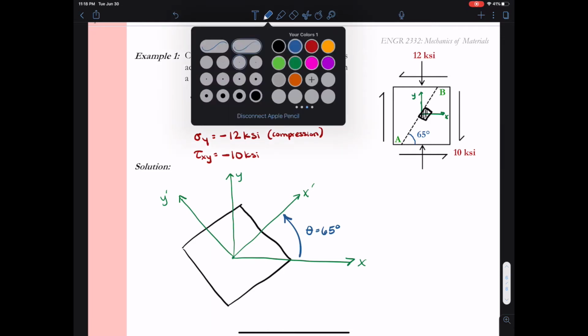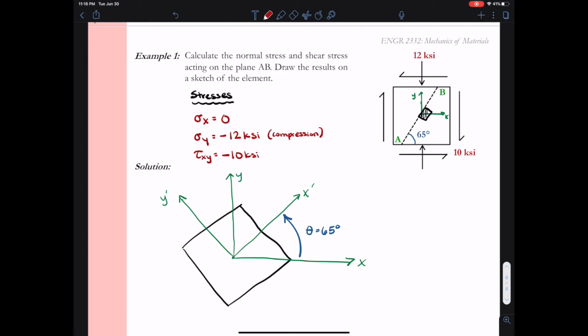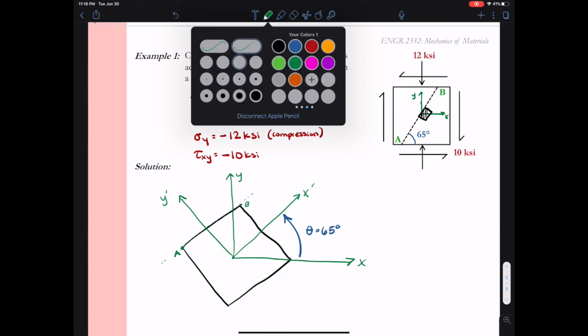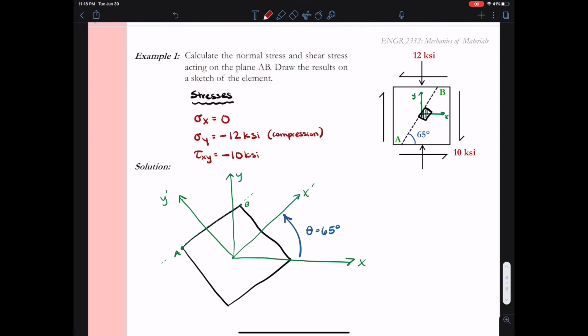Now the question is asking for the normal stress to AB, and so that is perpendicular to AB. So what is the stress value that's perpendicular to AB? Hopefully you realize that the perpendicular stress to AB, or the normal stress to AB, is sigma y prime. And then the shear stress along plane AB will be tau x prime y prime.